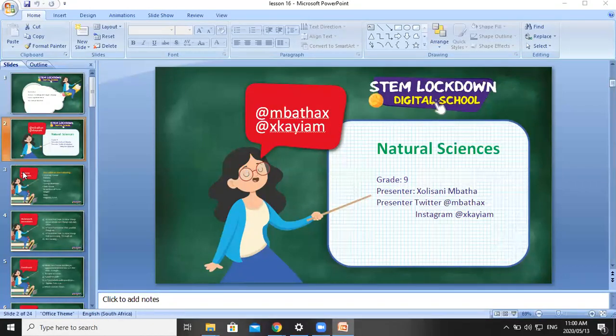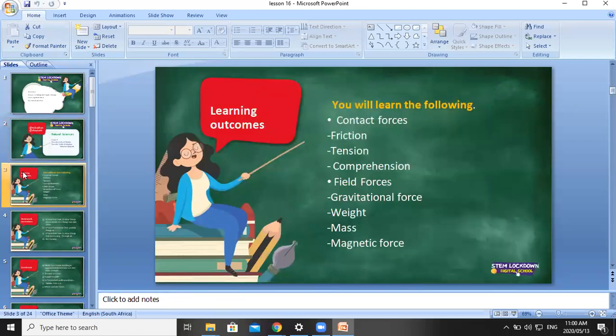By the end of this lesson, grade nines, this is what you're going to learn today. Remember, yesterday we started a new topic, which is force. So we already know what a force is. Today, by the end of this lesson, you will know more about contact forces. You're going to know about friction, tension, and compression, when we compress something. If time allows, we are going to look at field forces.